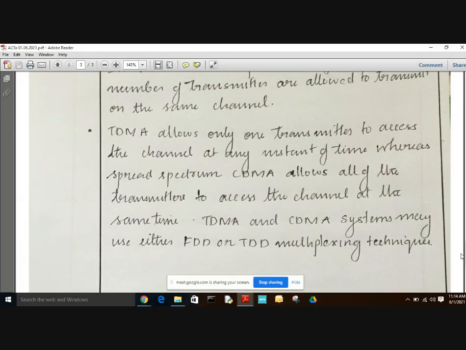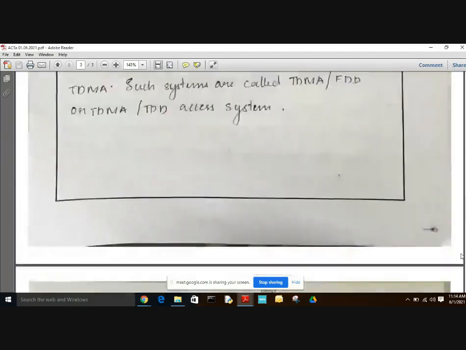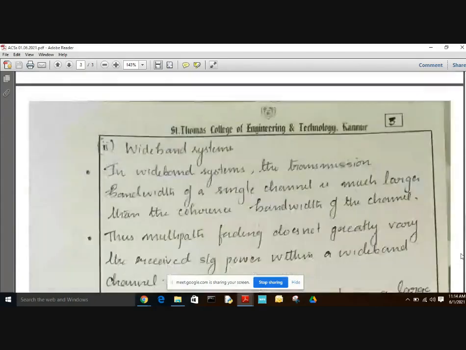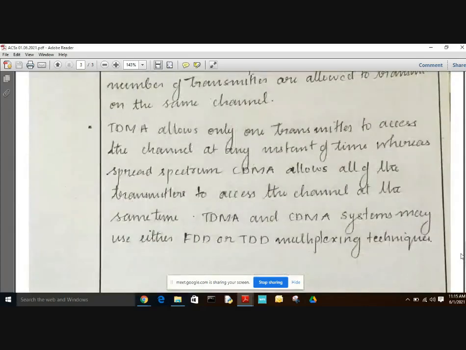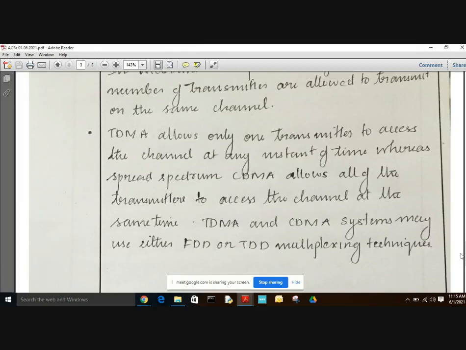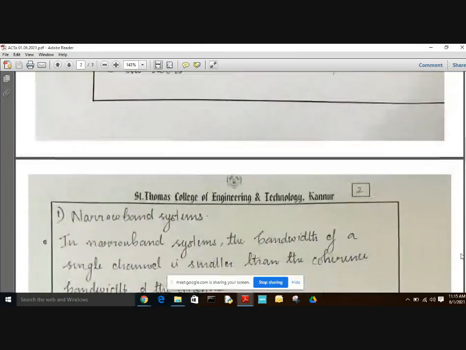So in TDMA, we have studied that a particular time slot is unique for the users. But in CDMA, it is not unique for a particular time. It's not unique for one user. The same time can be accessed by many transmitters. It allows all of the transmitters to access the channel at the same time, which was not possible in TDMA. TDMA allows only one transmitter to access a channel at any instant of time. So this is about the wideband and narrowband system.